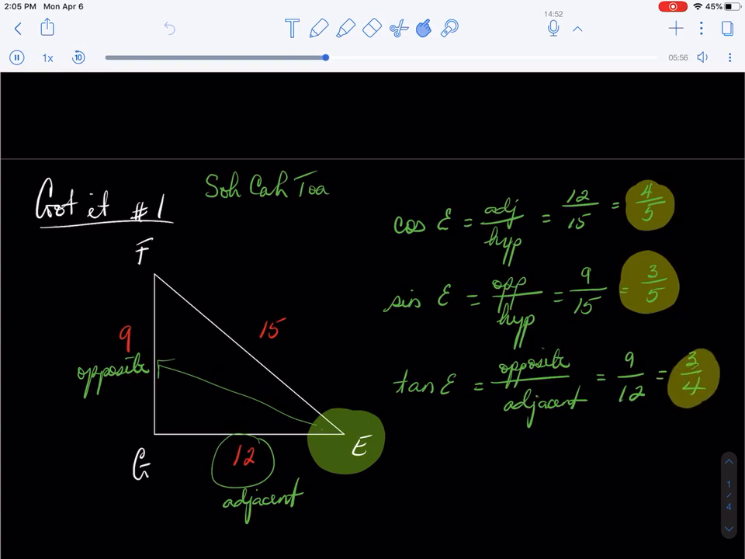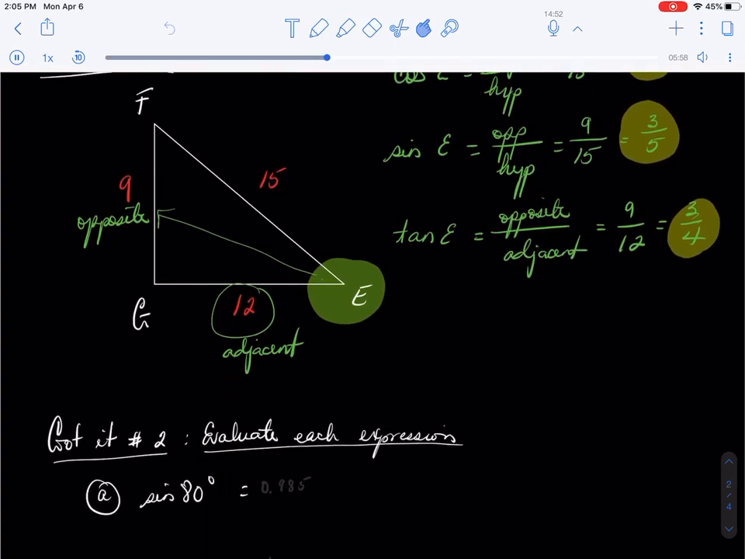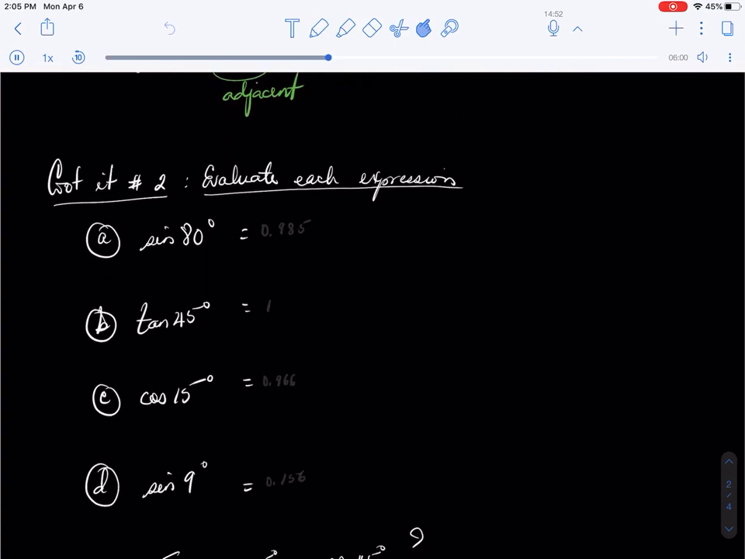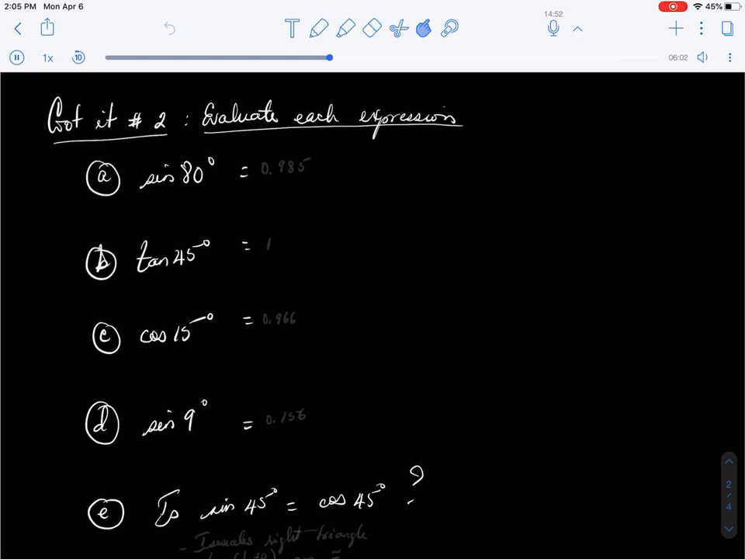Okay, cool. This question just asks you to evaluate each expression. Make sure on your calculator you are looking at degrees. Either you have DEG or D. Make sure it is set to degrees on your calculator. It is straightforward. You just type in either cosine or sine. In this case, sine 80, or depending on your calculator, you type 80 first and then sine.